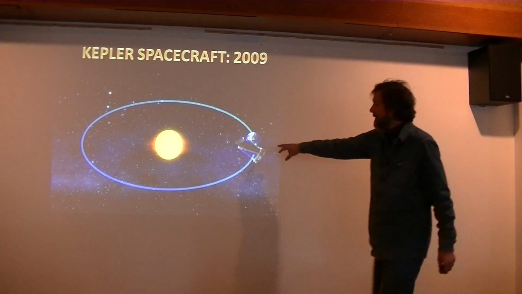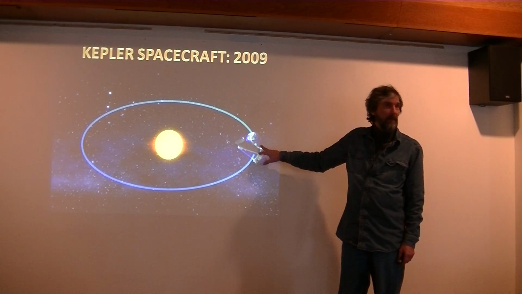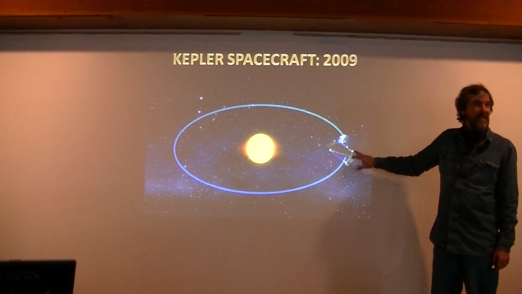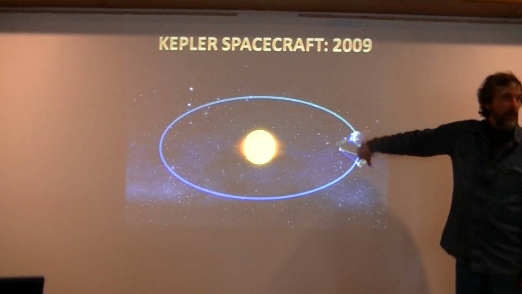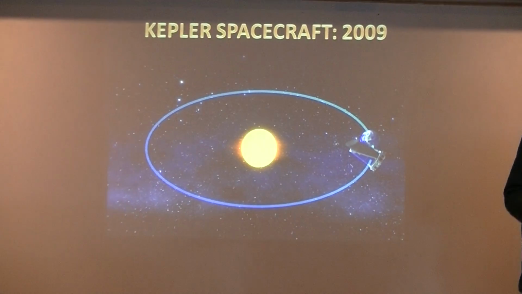Oh, it doesn't orbit the Earth too. It orbits the sun. It orbits at the same distance as the Earth from the sun, but it's not orbiting the Earth. It's back here behind the Earth, so it trails behind the Earth. That means we can use it 24 hours a day.